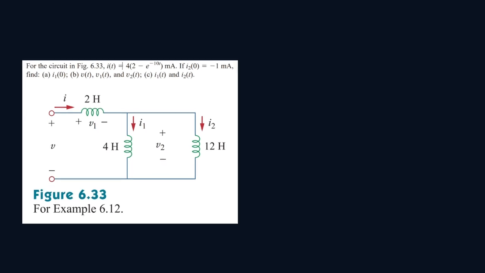Okay, so let's start by finding I1 at 0. So this 0 pretty much means at this instant. Okay, so we know the equation that will represent this I. It's 4 times 2 minus e to the power of minus 10t. Okay, let's rewrite this to be 8 minus 4e^(-10t). I don't like the bracket, so that's what we're going to work with.